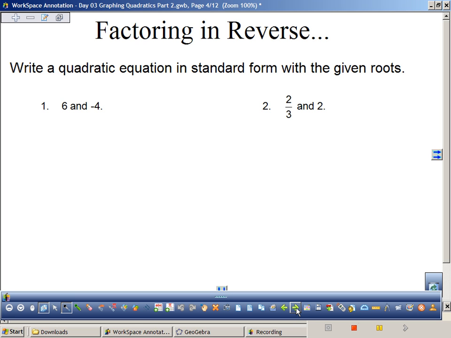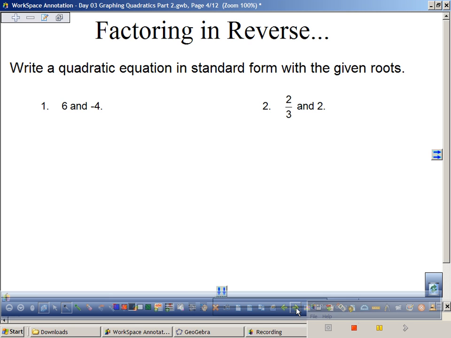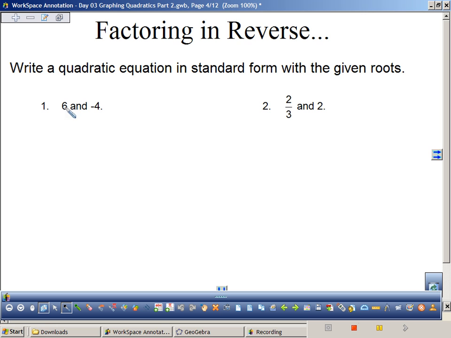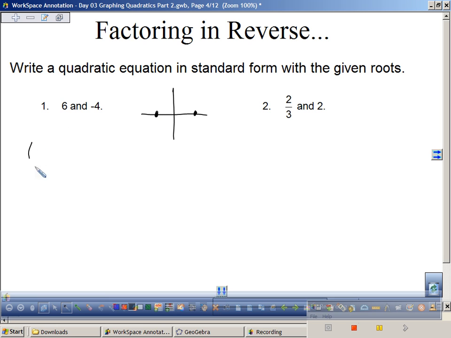Okay, factoring in reverse. I'm going to tell you right now, this is on your quiz on Tuesday. So pay attention, okay? Write a quadratic equation in standard form given the roots. So it's like reverse. If I tell you my roots are at 6 and -4, what would those look like? What would that look like? x minus 6 and x plus 4, right? Correct?